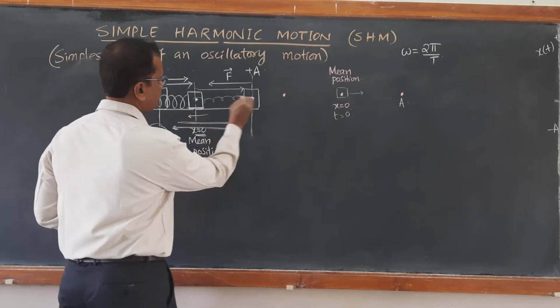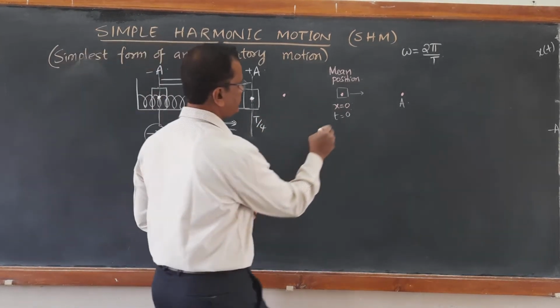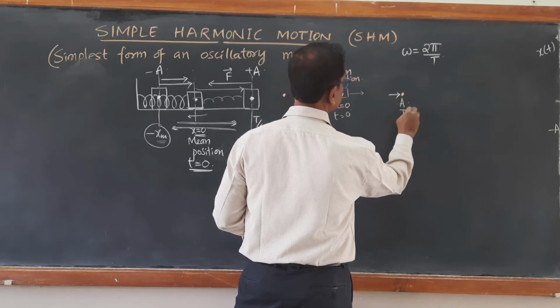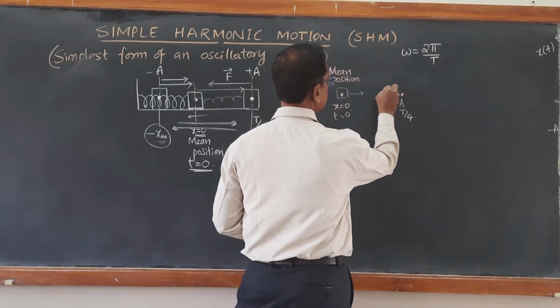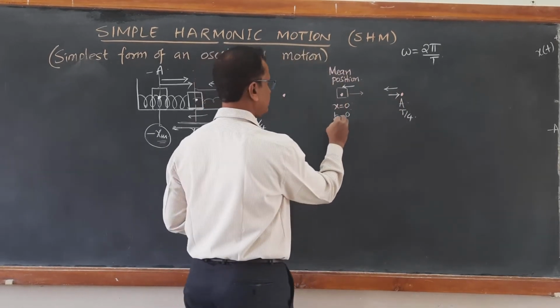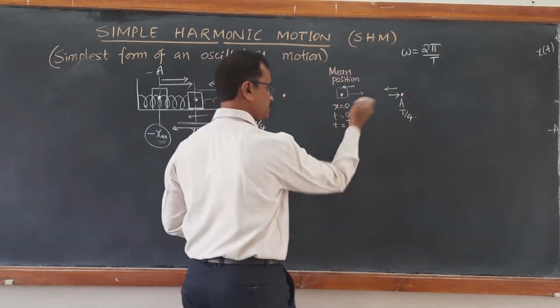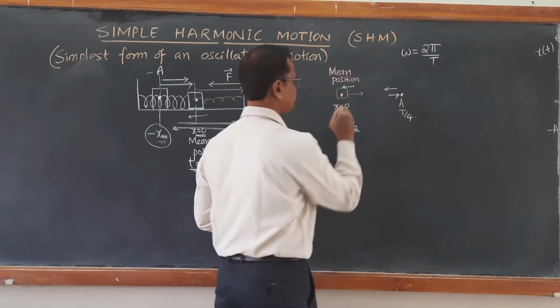Then when it reaches here, it will be t = T/4. So when it reaches the other extreme position, it will be T/4. And then after reaching there, it returns back. When it reaches back the mean position, again it will be T/4 plus T/4, so it becomes T/2, half the time period.